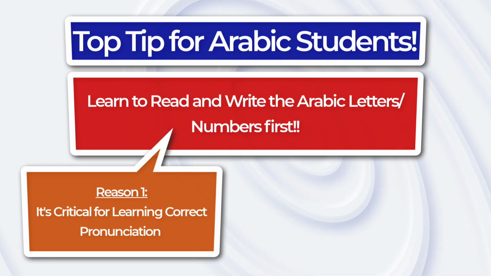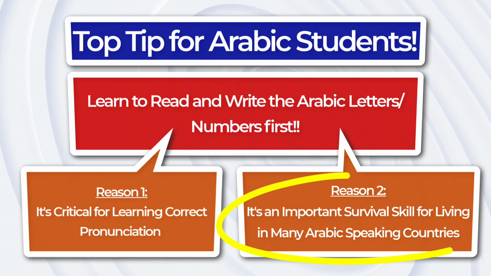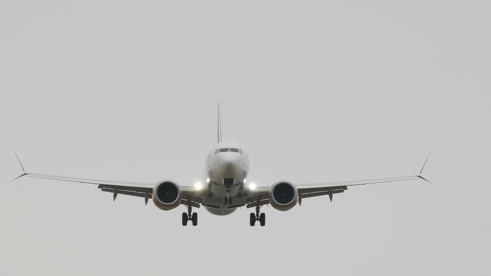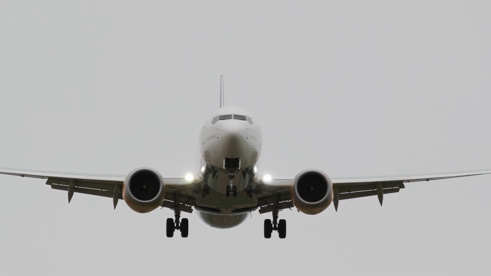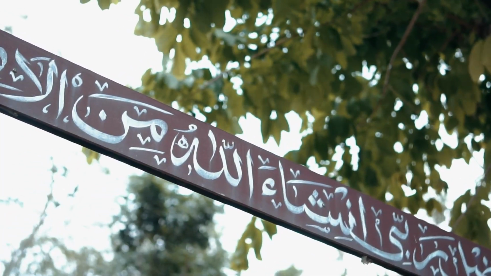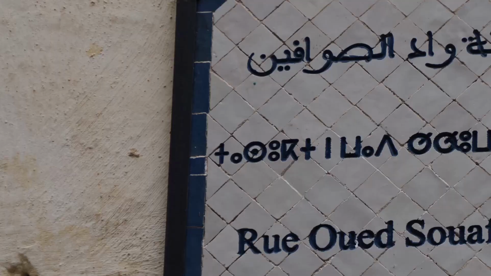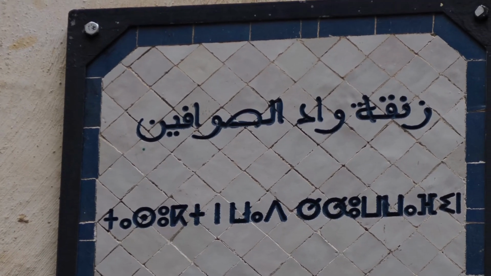And the second reason I recommend that all students learn how to read and write the letters and numbers is because it's a basic survival skill if you're going to be traveling to the Middle East or living there for any significant period of time. Remember that the street signs will be written in Arabic, your plane tickets will be written in Arabic, your business cards people give you, contact information, all of that will likely be written in Arabic.